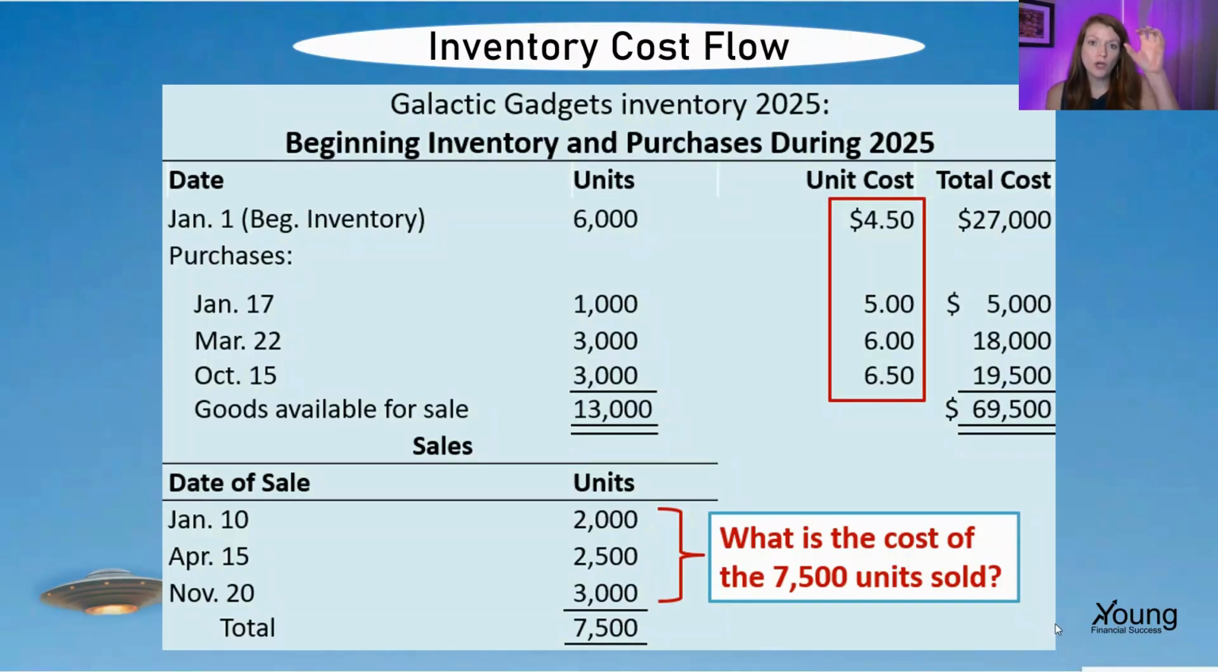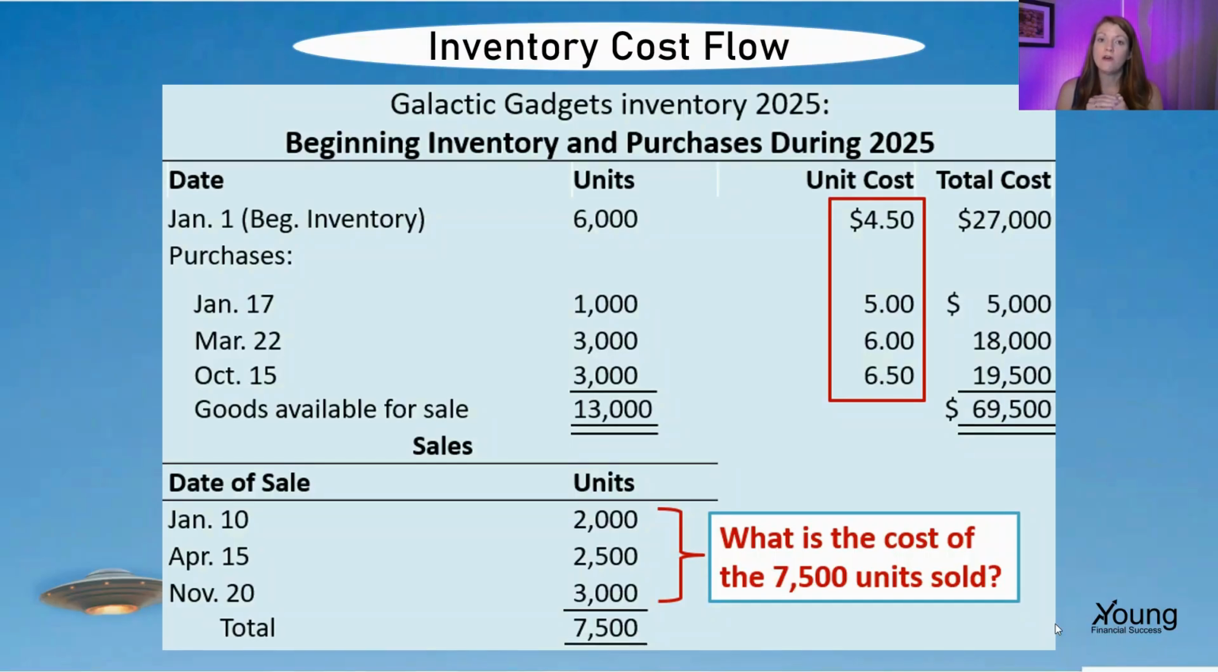So the total units in inventory, as you see totaled up, that were available for sale sometime throughout the year, were 13,000. The total cost of those units were $69,500. Then here below, we see what the sales are for the year. So they sold 2,000 units on January 10th. They sold 2,500 units on April 15th, and they sold 3,000 on November 20th. So if we calculate all of those, they sold 7,500 units. So the question is, how much did those 7,500 units cost?